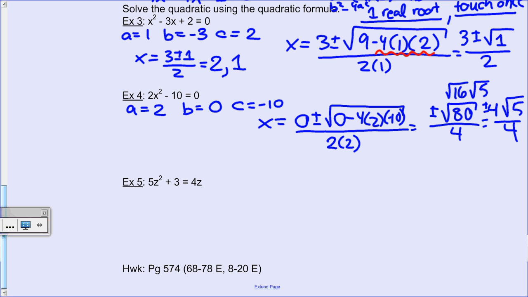Oh, what else? The 4s cross off, right. So our answer is that x is equal to plus or minus root 5. All right, 2 of those are done. So let me pause this.